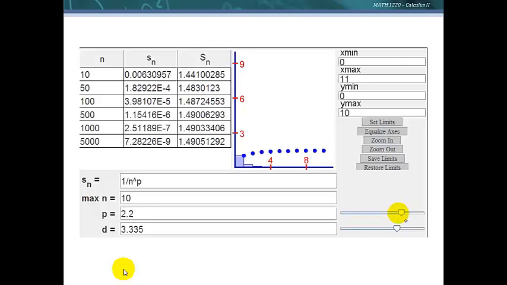And looking at p being 2.2, look at this sum as I continue adding terms. It didn't go above 1.5, and I've added up 5,000 terms, and I am still below 1.5. This appears like it might be approaching 1.5. Let's let our y max be 1.6 and see how that looks. And it looks to me like it's leveling off.